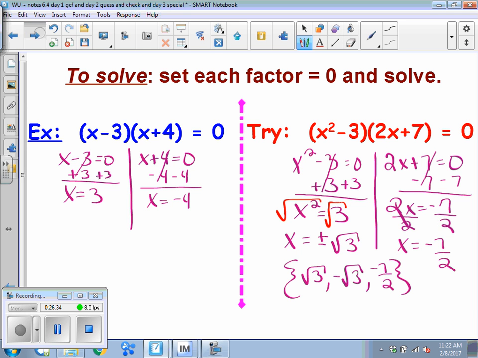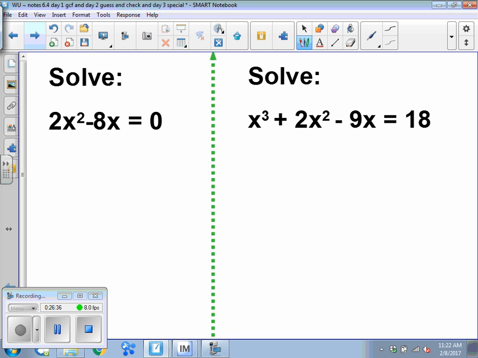Okay, let's look at an example of that. So we have to solve that. Your instructions will either be factor or solve. If there's an equal sign, they want you to solve. If there's not an equal sign, they don't want you to solve. They just want you to factor it. Okay?